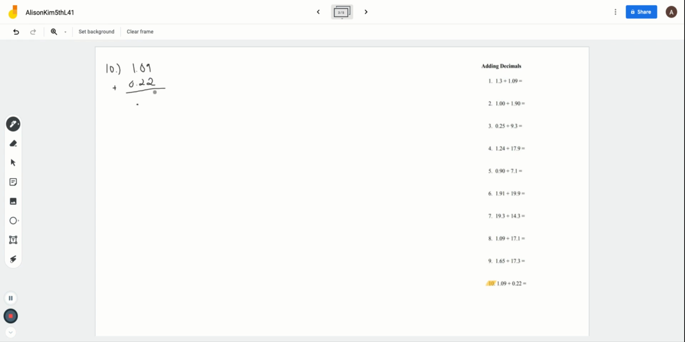And now we just add. So 9 plus 2 is 11, bring down the 1, bring up the other one, and then we add. 0 plus 2 is just 2, 2 plus 1 is 3, and then 1 plus 0 is just 1. And the answer has 2 decimal places, which is the same as the factors. So our final answer will be 1.31.